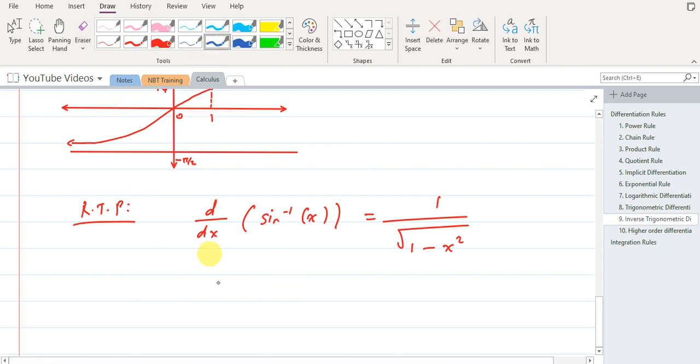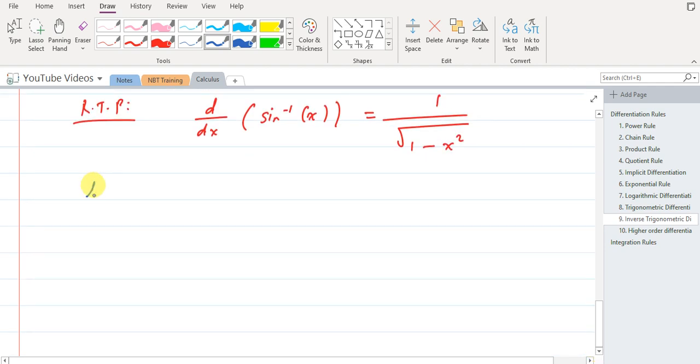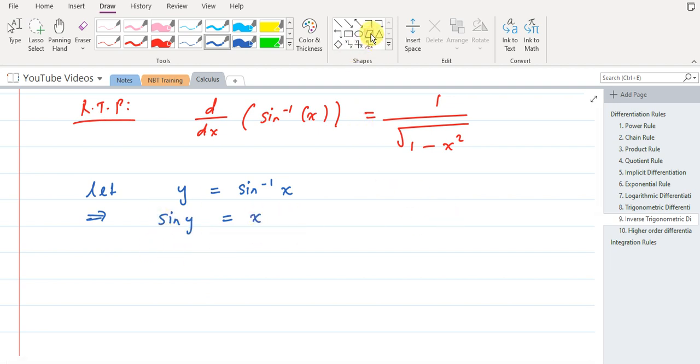So if I want to find the derivative of this function, what we can do is let y be equal to sine inverse x, or arc sine x. So if y is equal to arc sine x, this implies that sine y is now equal to x. Now we can apply implicit differentiation here. Now how will I draw a triangle for sine y is equal to x? Very important. Let's go and draw a triangle for sine y is equal to x.